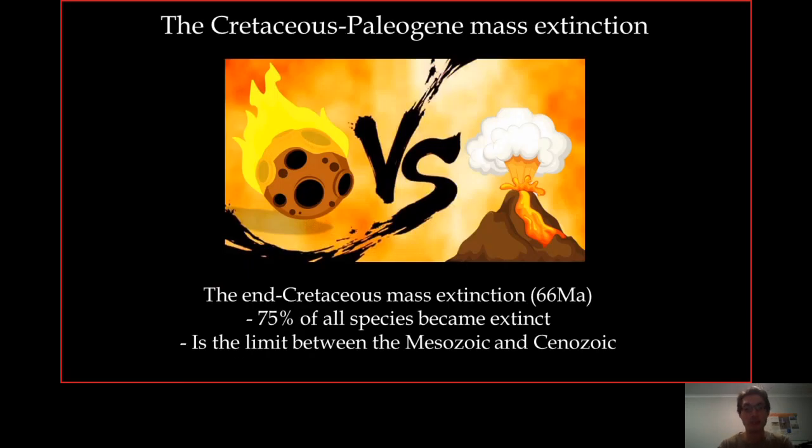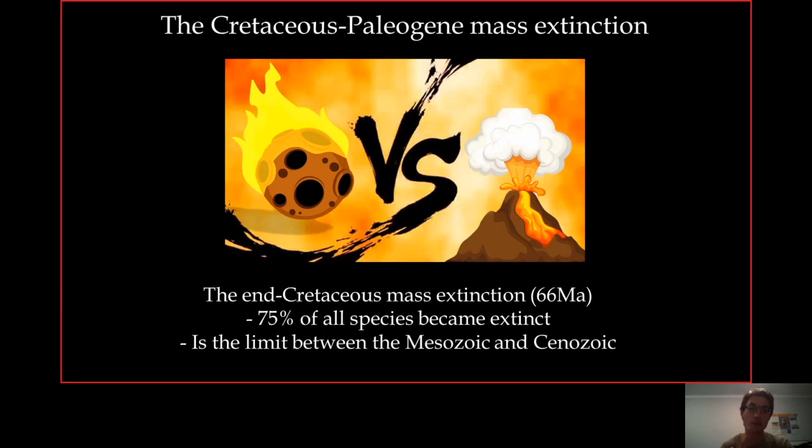And all dinosaurs became extinct during the end Cretaceous mass extinction. So that's another of the big five mass extinctions. This one happened 66 million years ago, and it saw 75% of all species become extinct. So it's a less important mass extinction than the end Permian mass extinction, but it's still one of the big five. And this one is probably the most studied of all mass extinctions, for two reasons.